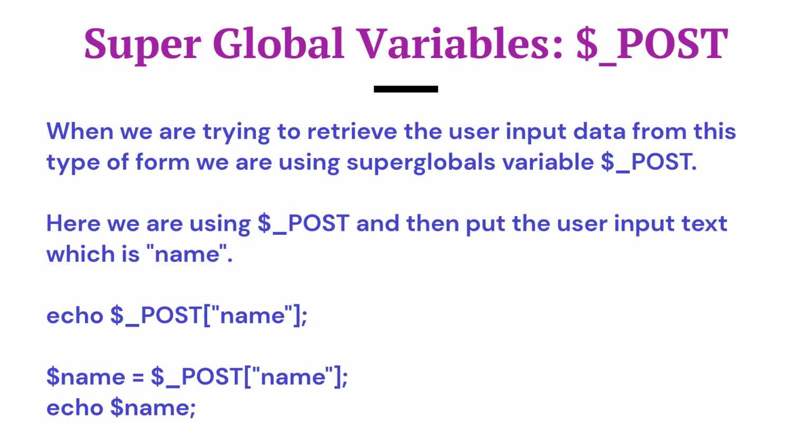$_POST. Generally, we have seen HTML forms with name, email, subject, upload file, and comment text. When we are trying to retrieve the user input data from this type of form, we are using superglobal variable $_POST. Suppose we are extracting the name of the user. Here we are using $_POST and then put the user input text box name, which is name in this case, in brackets, to get the name written by the user. This can be taken into a variable also.